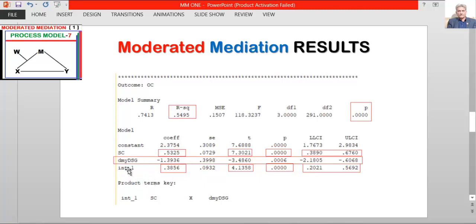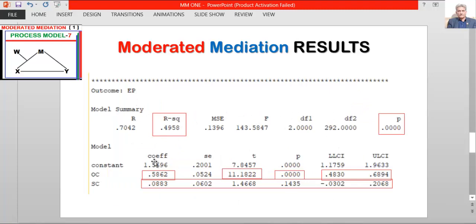With reference to moderator, the moderator itself has negative relationship with the organizational culture. However, its interaction term is significant with coefficients of 0.38. T-score is also greater than 1.96. P-value is significant, and the lower and upper limits of confidence intervals both fall on the positive side, thereby showing that the impact of interaction term on the organizational culture is significant.